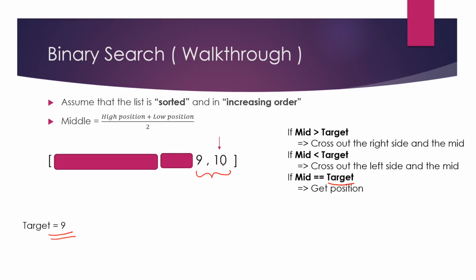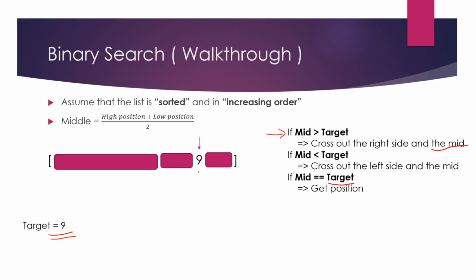But what happens if your middle starting point is number 10? You're gonna compare 9 with 10, so 10 is greater than 9. So you're gonna go to this first case. You cross out the right side and the middle number. There's no right side on number 10, so you don't have to cross it out. You just eliminate the middle starting point only, which is number 10. So I'm gonna cross it out.